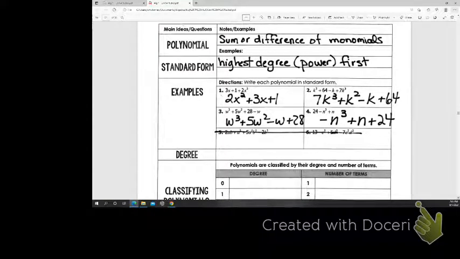But if I had something like number 5, this term that has a squared and b squared, this term is a degree of 4, because you add those two exponents together. And then the whole thing is considered to be that degree because that's the highest degree of any of them.